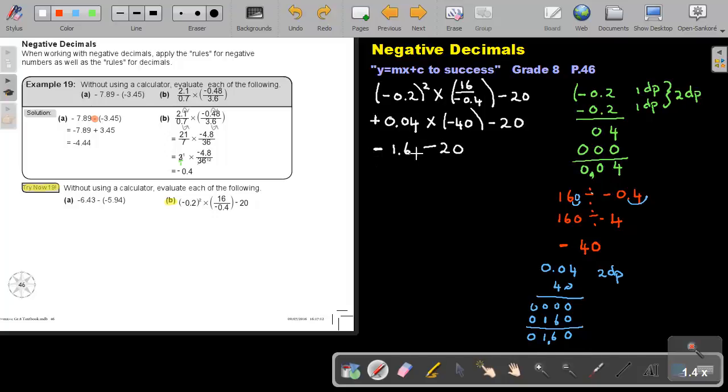Now, what do I do if the signs are the same? I keep the sign, and I add the numbers. And if I add that, I will get 21.6. So this was equal to this, and this was my final answer.